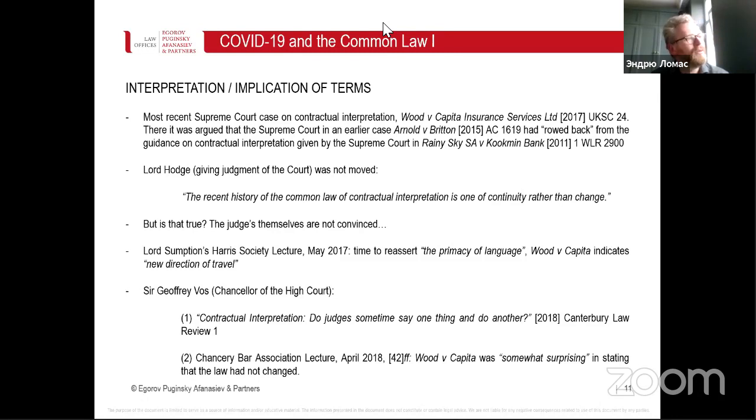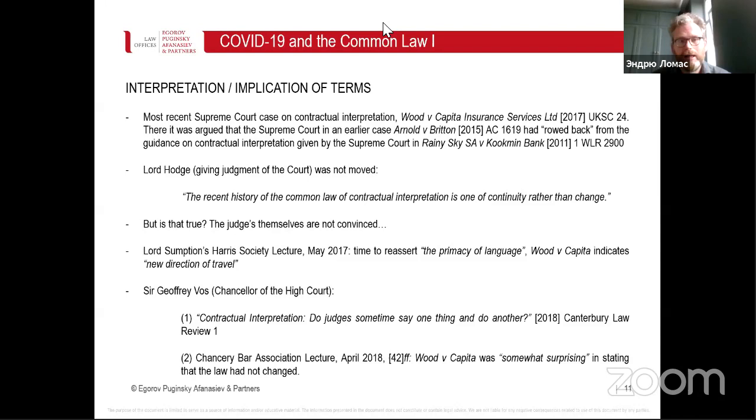And to a certain extent, one can say, well, a judge would say that, wouldn't he? I mean, one of the selling points of English law is apparently its certainty, its continuity, the fact that it's a developed body of law that doesn't change radically at any one point in time. But I raise a question here. Is it true that Arnold and Britton and Wood and Capita are a reflection of a continuity of approach, or has there been a change as to how English judges approach the exercise of contractual interpretation?